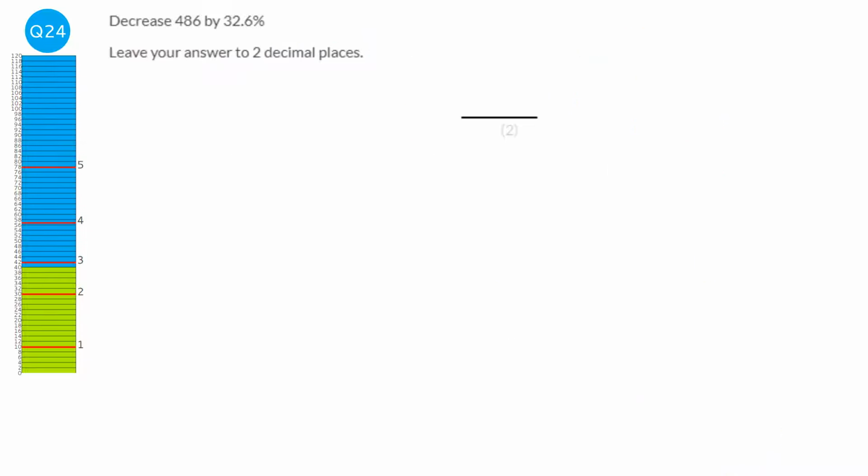We're going to start off by finding what the multiplier will be. So we'll start off with 100%, and it's a decrease of 32.6%. So we're going to take that away, and that will leave the percentage as 67.4%. Next we need to convert that into a decimal.